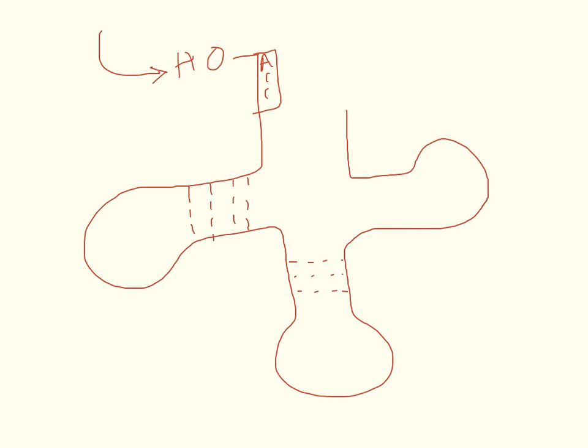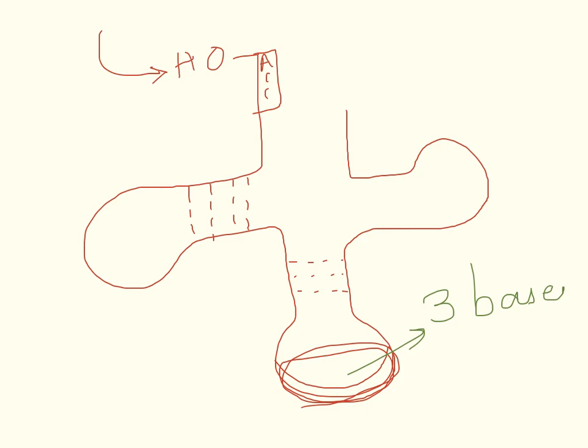Okay, and there is also, in every tRNA, an anticodon in this region. And what's an anticodon? Anticodon is a series of 3 bases, and these bases complement 3 bases on the mRNA. So it's a 3 base sequence, and these bases complement the bases on mRNA.